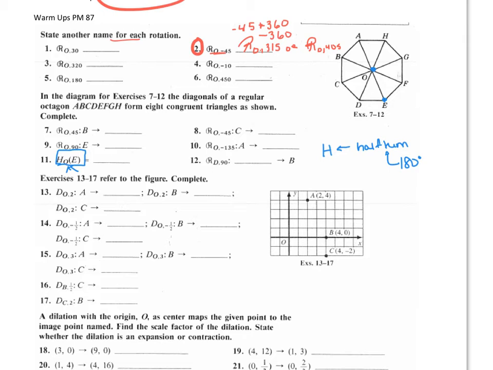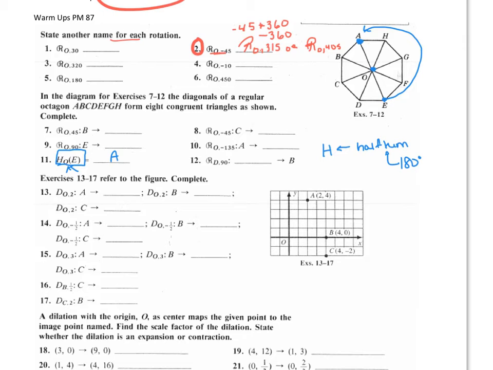Half turn is, we said, 180 degrees. So that means E will go 180 degrees. Remember, counterclockwise is this direction, but it doesn't matter because it's going to be 180 anyway. So that would become point A. Okay, so I do want to make sure you know that, just to make sure.